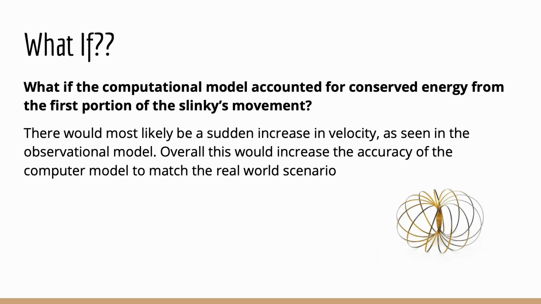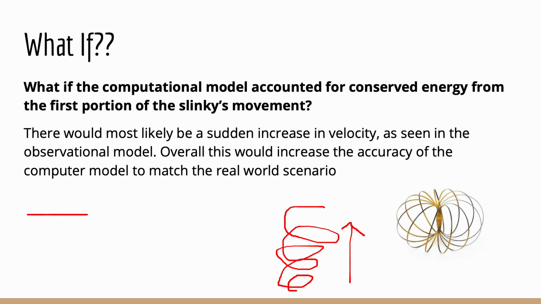For our what-if question, we ask, what if the computational model accounted for conserved energy from the first portion of the Slinky's movement? Since there is probably residual movement from the oscillations and preserved energy from when the Slinky was still pulling up on the bottom half of the spring, there would most likely be an increase in the velocity of the graph seen in the observational model, and we would have these more sharp decreases in the position. And this would lead to an increased accuracy of the computer model, and it would more likely match the real-world scenario.